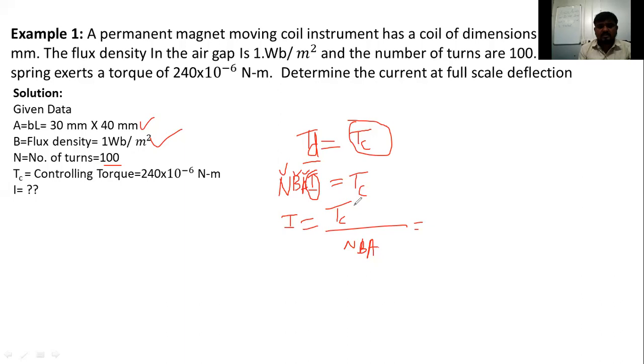Okay, substitute. TC is 240 into 10 to the power of -6, which they have given. N is 100. B is 1. Area is 30 into 10 to the power of -3 into 40 into 10 to the power of -3. You do it and tell the current value.